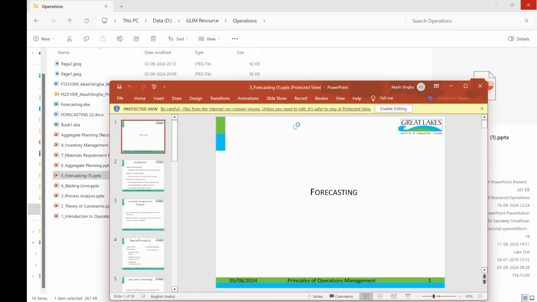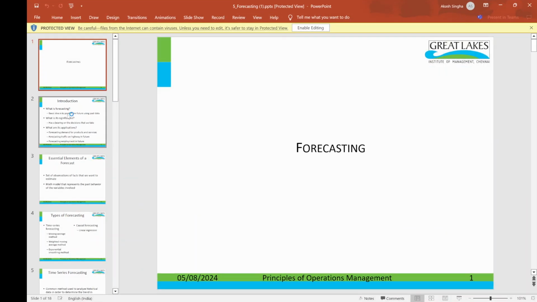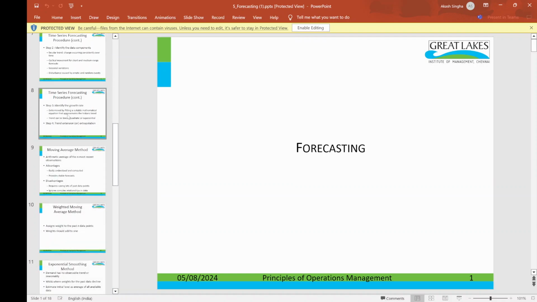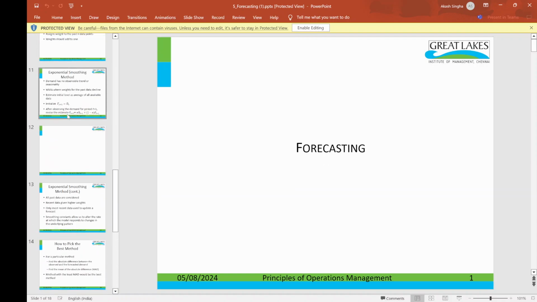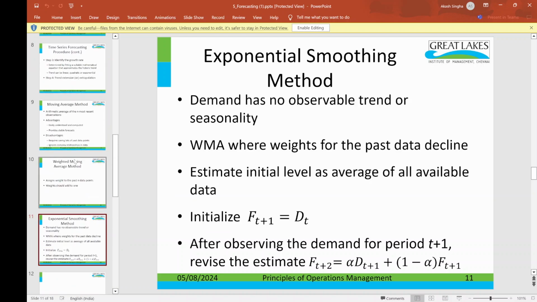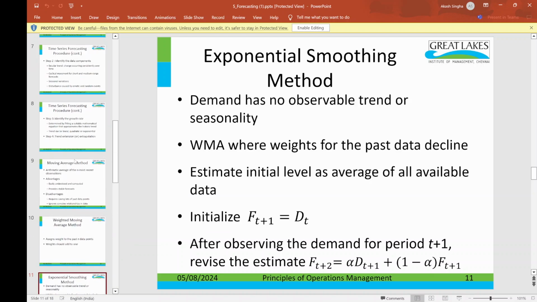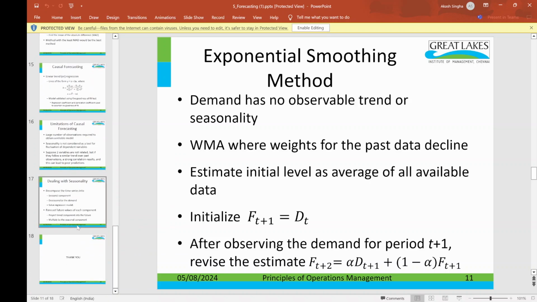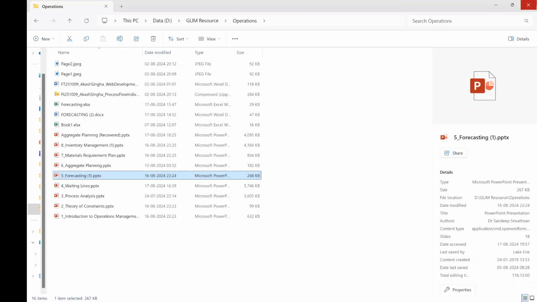So this is about forecasting. I'll just go through the sums one by one. So these are theories which, I guess, you can go through one by one. I'm not going through it. I'll maybe go through it personally later.